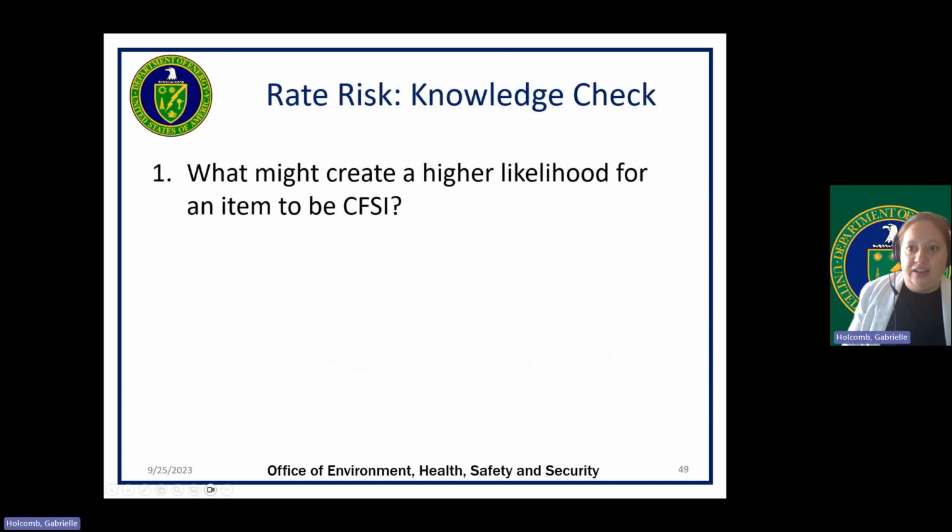What might create a higher likelihood for an item to be counterfeit, fraudulent, or suspect? You can pause the video to discuss as a team or continue. Answers might include obsolescence, supplier choice, multiple versions, volume, cost, strategic value.